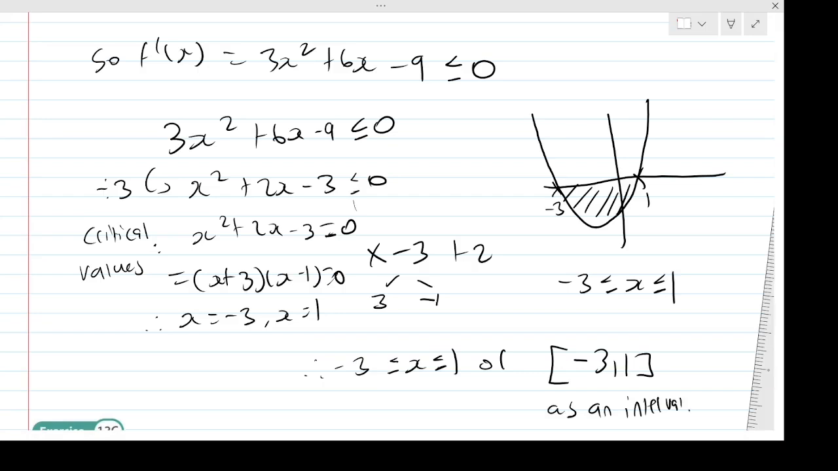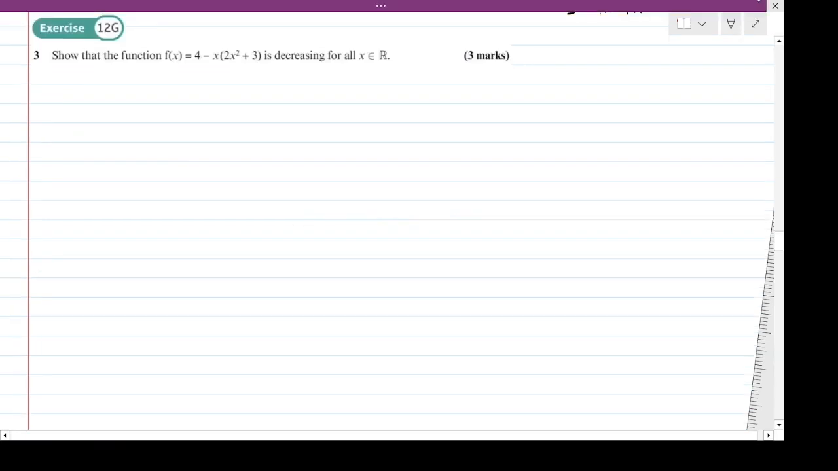So that means -3 and 1 with square brackets is the same as between -3 and 1 as an inequality. So yes, you do need to be comfortable, you need to be aware of intervals like this to write down inequalities. Okay, and there we are. We're going to look at some more exercises now.